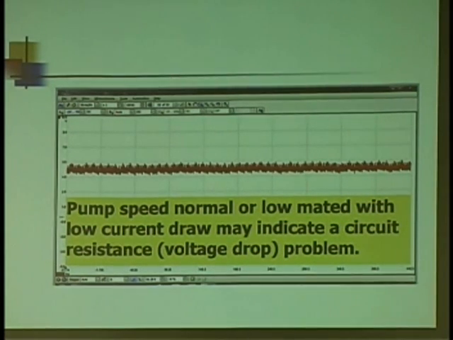If the pump speed is normal, maybe a little low, but the current draw is lower, could that be an indication that I have a resistance issue in the circuit? Never seen that happen, right? The connector's corroded in the harness underneath the car.